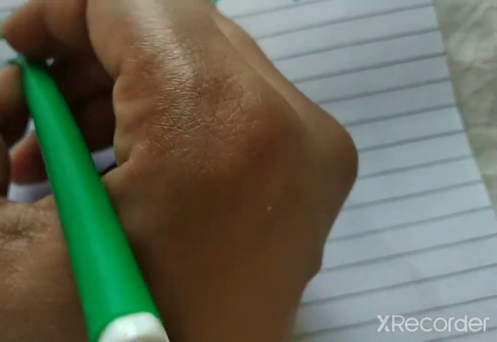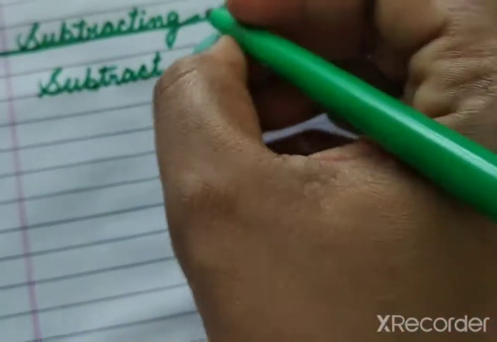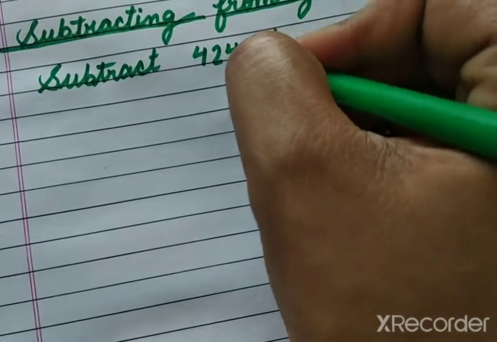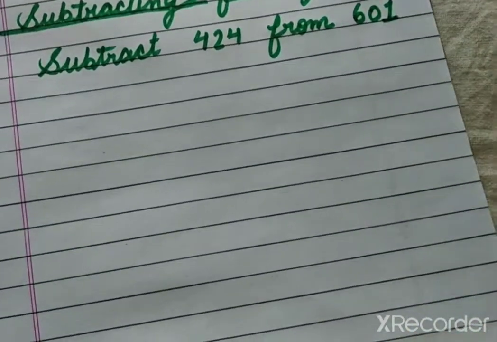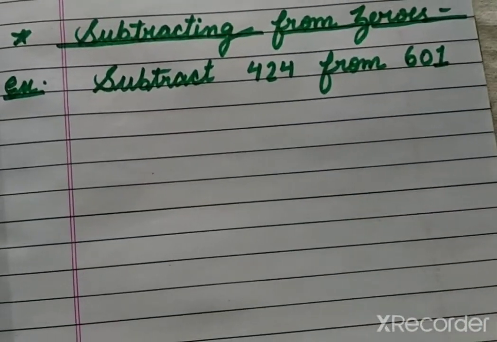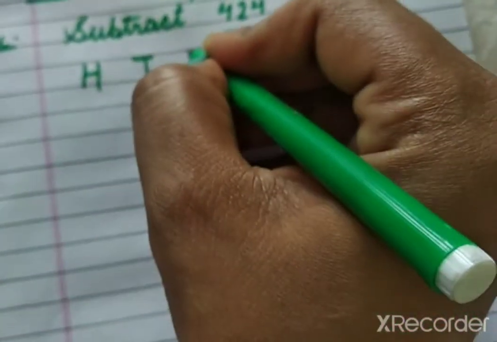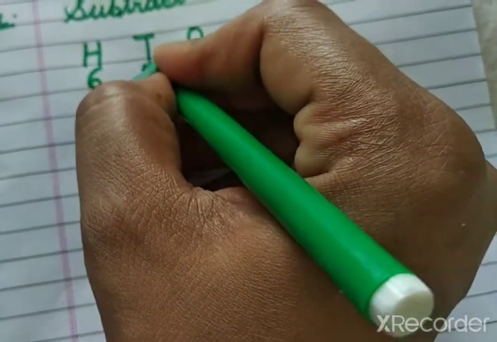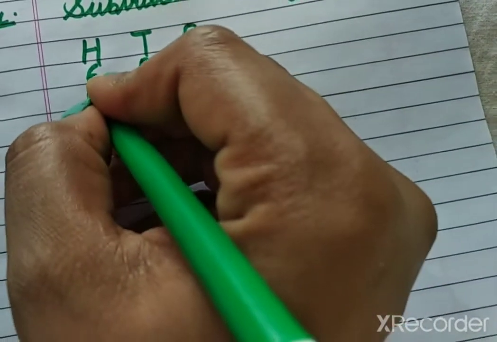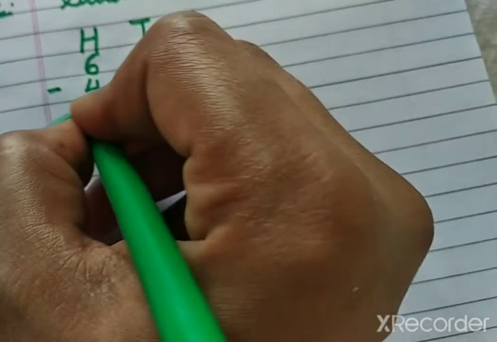Example: subtract 424 from 601. Okay, so first write the numbers in columns. This is a 3-digit number, so hundreds, tens, ones. Write 6, 0, 1 and 4, 2, 4, and the subtraction sign.